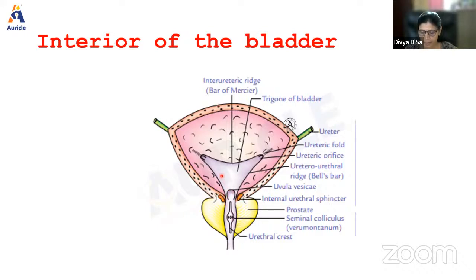Okay, then comes the base. The base is formed by, here if you see, the interureteric ridge. This interureteric ridge is otherwise called the bar of Mercier, or Mercier's bar. This extends between the orifices of the two ureters. So the ureters are opening here. You can see this is the ureteric orifice. Between these two ureteric orifices, this interureteric ridge extends.